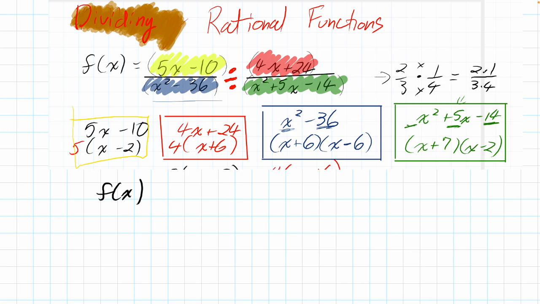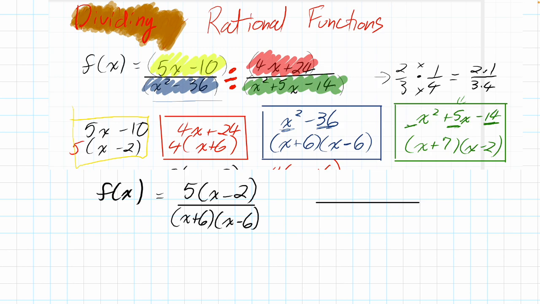So what we're going to do next, there we go, we're going to rewrite it. So we have 5x minus 2. Put our two division signs here. Over x plus 6, x minus 6. Then we have divided by. And the numerator was 4, x plus 6. And the denominator was x plus 7, x minus 2.